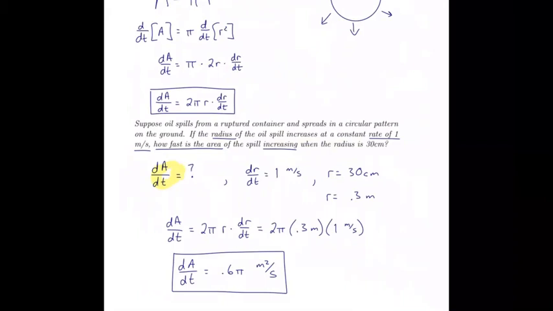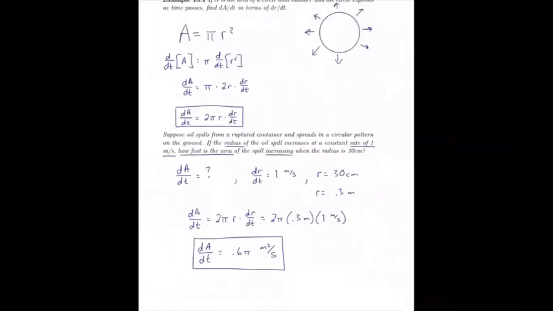Now, what's the information we know? We kind of poke through. We might not get this all in the same order every time, but the radius of the oil spill increases at a constant rate of 1 meter per second. We have 1 meter per second right here. This is dr/dt. The radius changes at 1 meter per second. That's a rate. dr/dt is a rate of change of r with respect to time t.